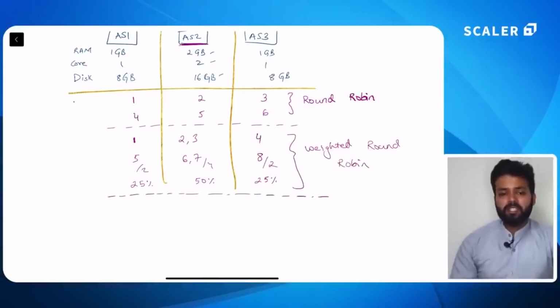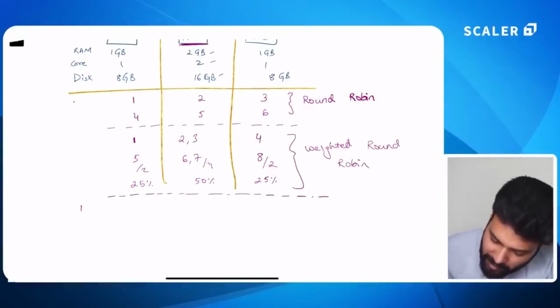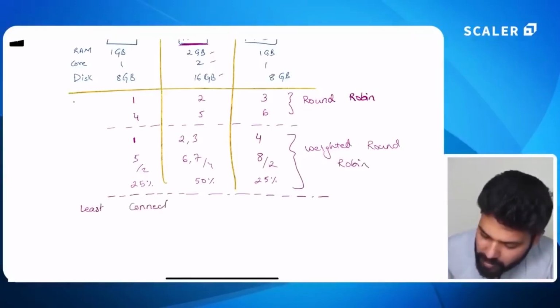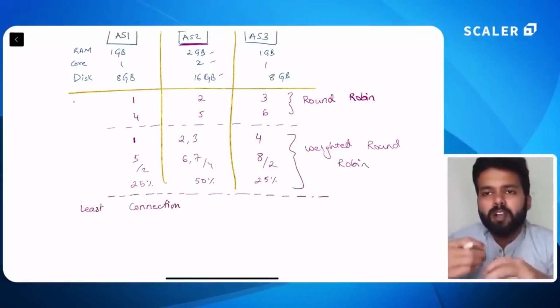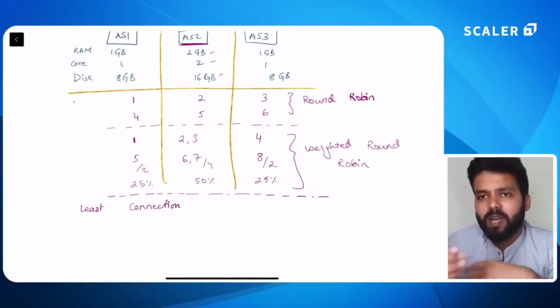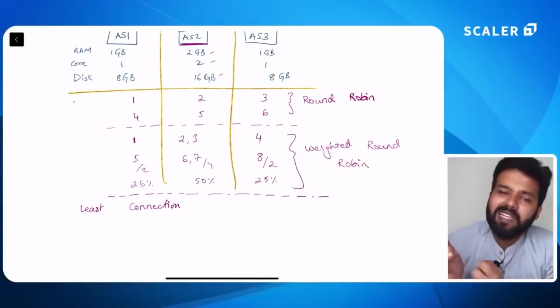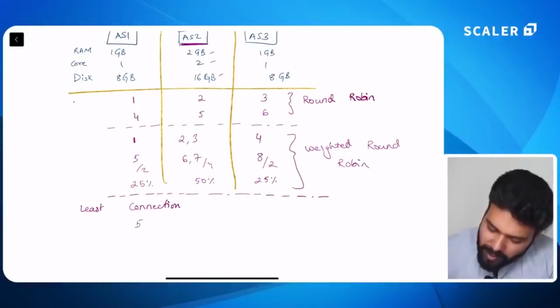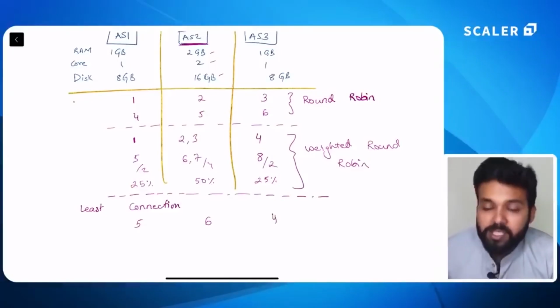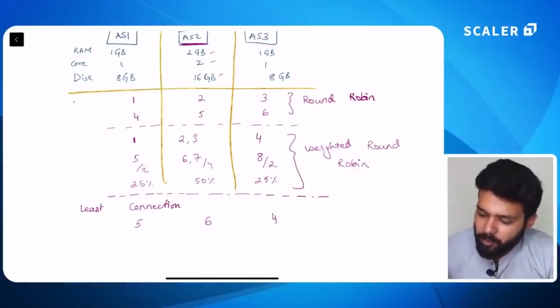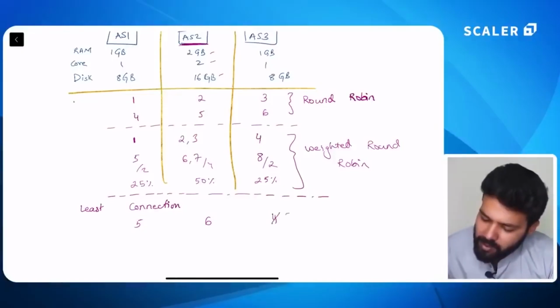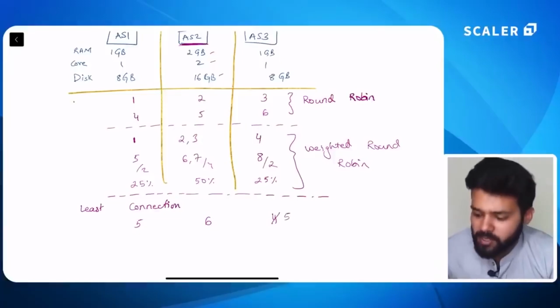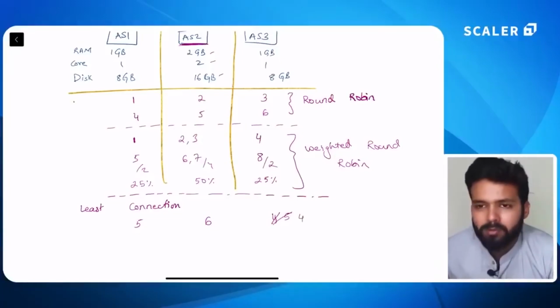The other routing strategy worth mentioning here is the least connection routing strategy. Least connection looks at the number of active connections each application server has, and the server with the least number of active connections will get the next new incoming request. For example, if there are 5 connections to application server 1, 6 connections to application server 2, and let's say 4 connections to application server 3, the next incoming request will go to application server 3 and this number will increase to 5. As soon as this request is processed, the number will again decrement to 4.